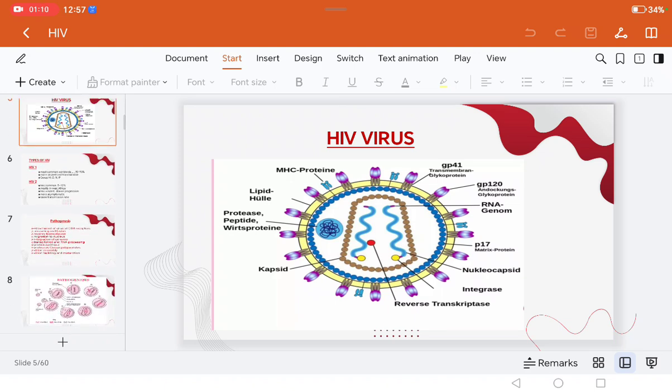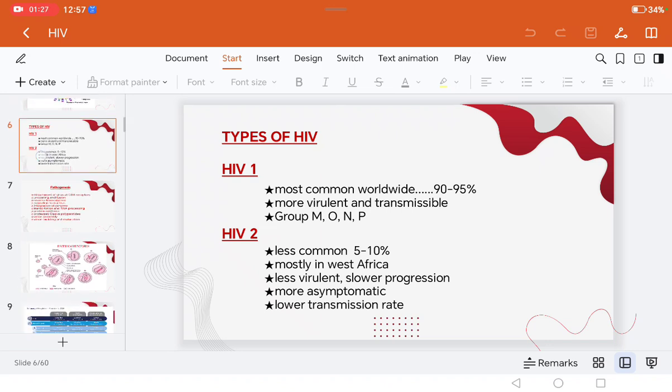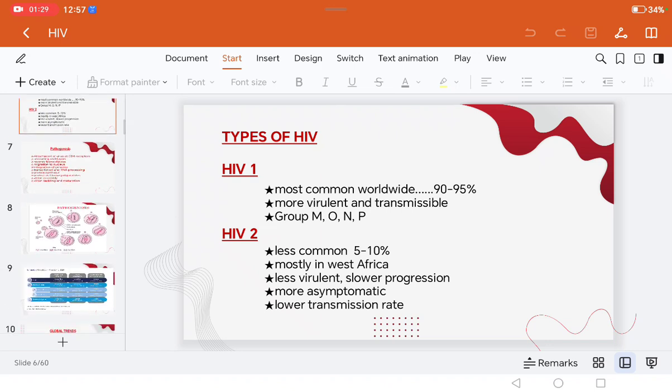This is a picture of the HIV virus. Types of HIV are two. HIV-1 is the most common worldwide, 90 to 95%. More virulent and transmissible groups are M, O, N, and P. HIV-2 is less common, 5 to 10%, mostly in West Africa. It is less virulent, with slower progression, more asymptomatic cases, and a lower transmission rate.